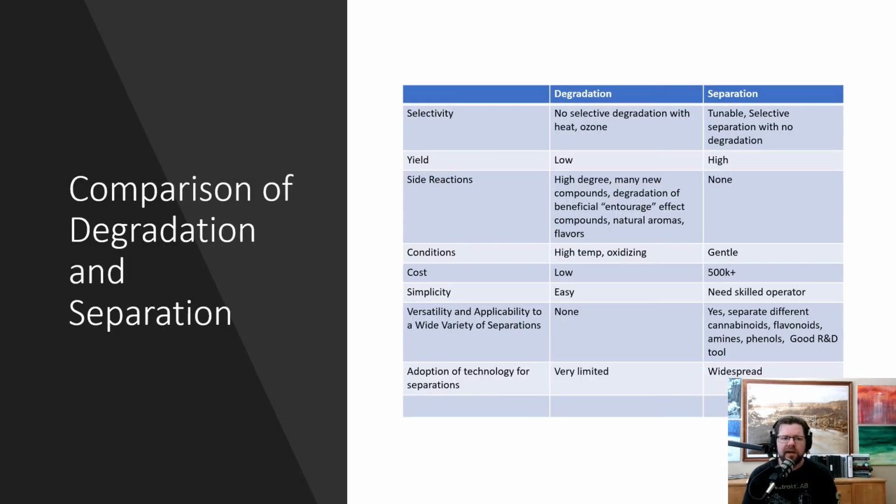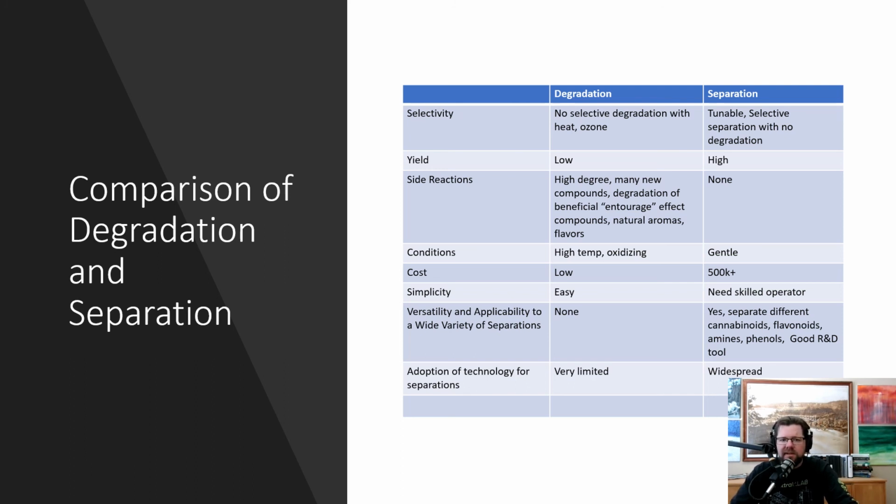So in conclusion, here's a comparison of degradation and separation for remediation of THC and CBD. I always like to put a summary table together so that you guys have all of the information that we talked about. First of all, selectivity. Degradation really doesn't have a selective degradation with heat or ozone. It's basically as you add the heat in, or as you add the heavy oxidant in, it's going to react with everything. On the other hand, separation is tunable. It's selective separation, and it doesn't degrade any of the components that are in the oil.